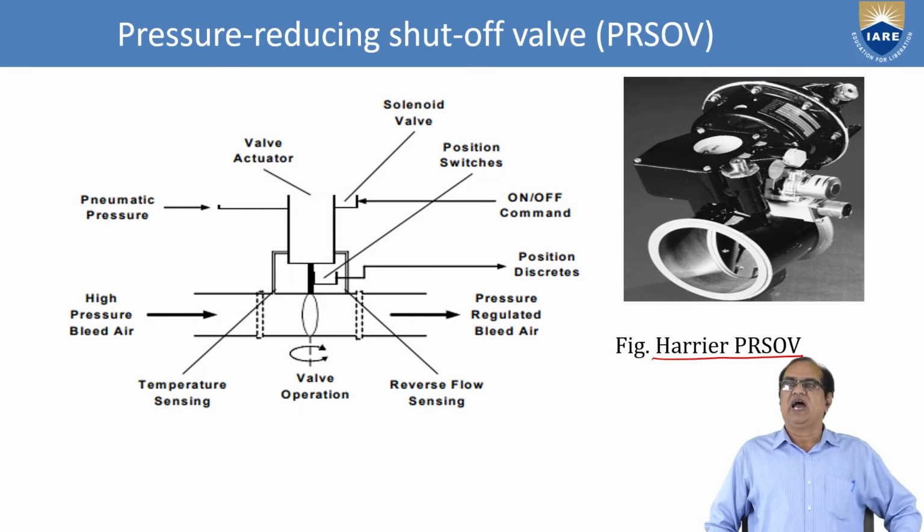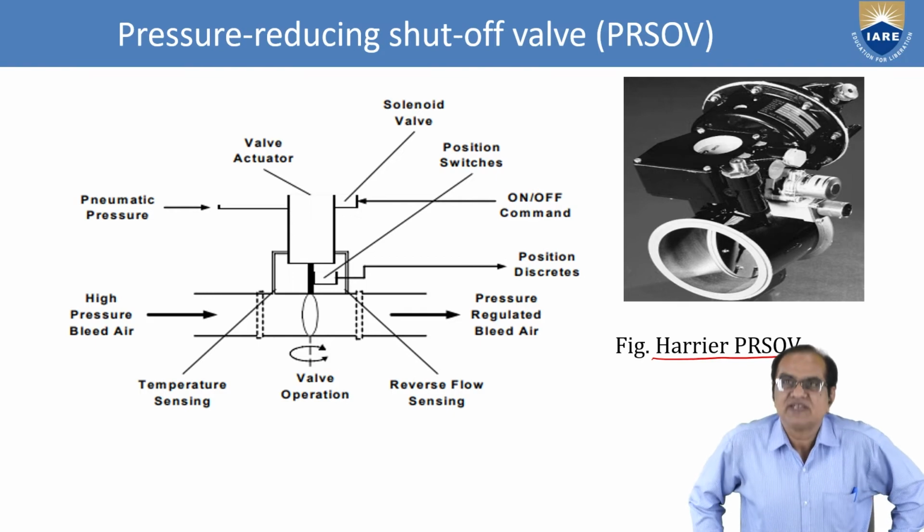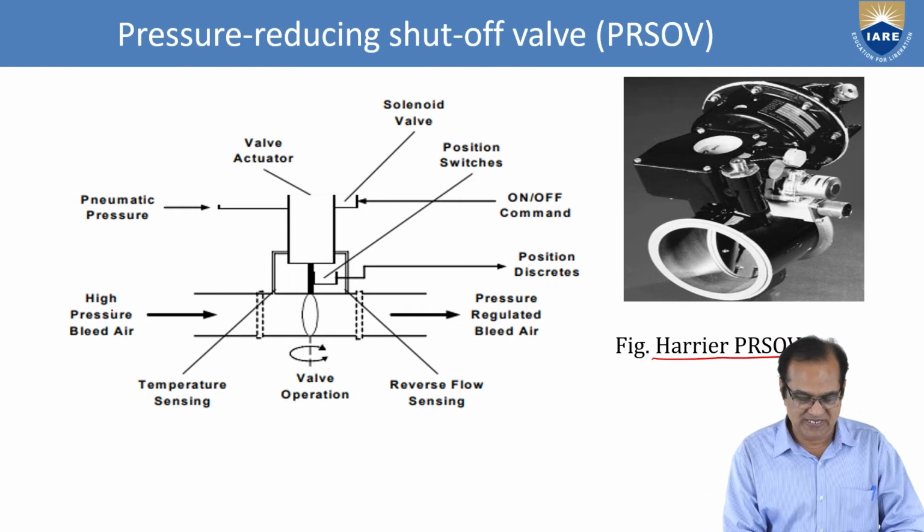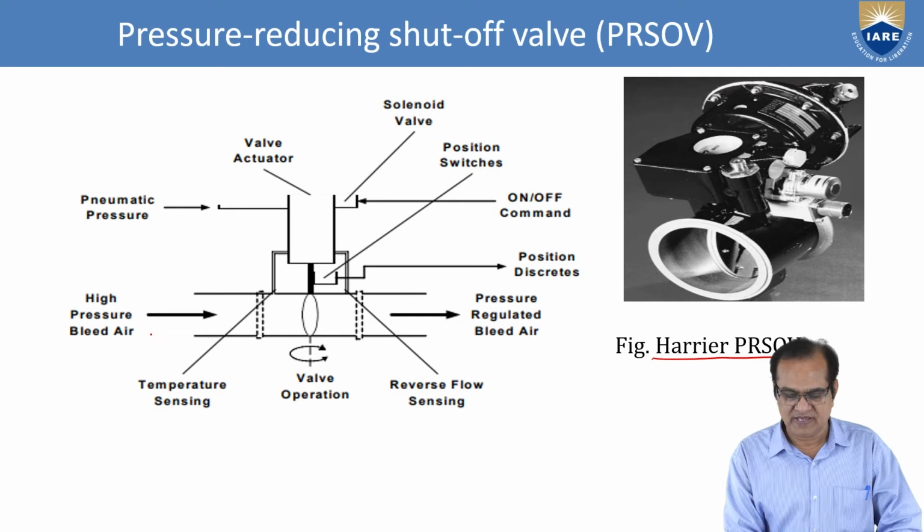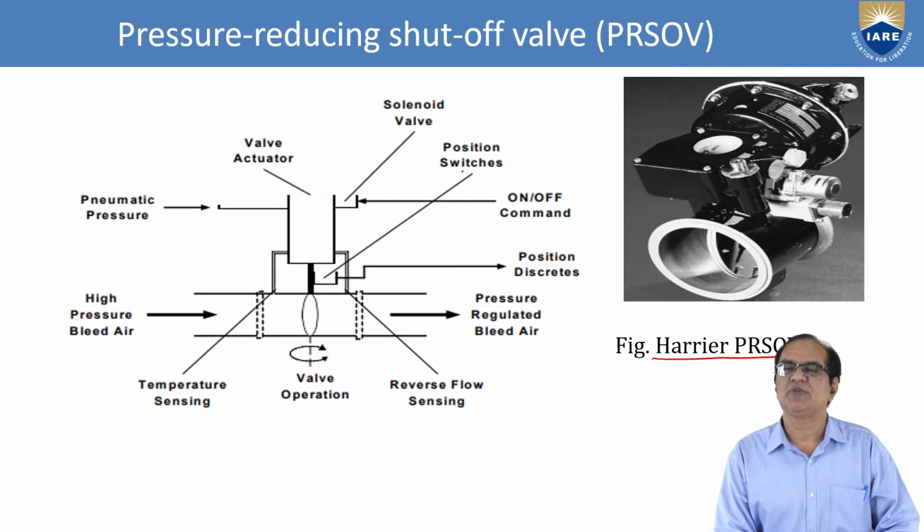INS Vikramaditya was obtained from Russia. So as the Harrier word came, this pressure reducing shut-off valve schematic is shown here, and you can see here that we have the inlet, high pressure bleed air. Here it goes to this part. Here temperature sensing is there. Here the reverse flow sensing is there. This you can see is the position switch. Here we have the solenoid valve. Here we have the actuator valve. Here we have the pneumatic pressure.